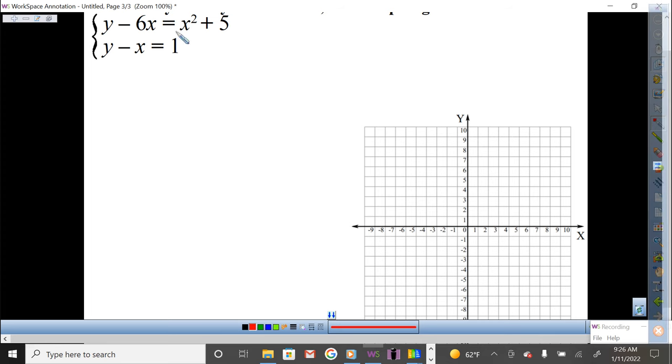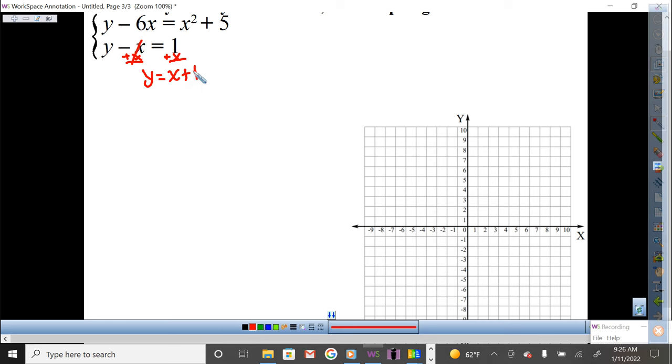So I can solve the top one for y or x, or the bottom one for y or x, which is the easiest. So if I want to solve the bottom one, I'm going to leave y by itself. So that means I would do what? Plus x, so then we end up with y equals x plus 1.